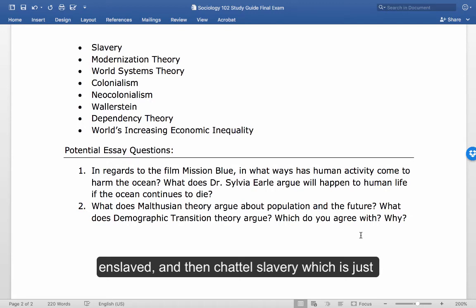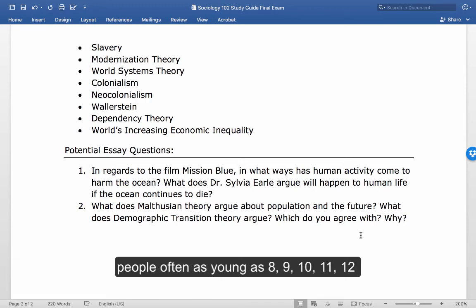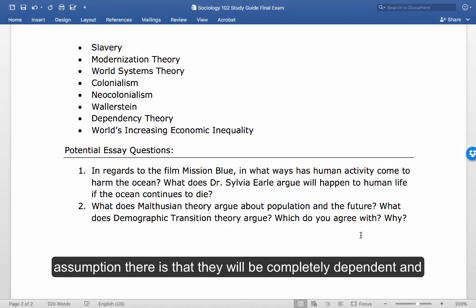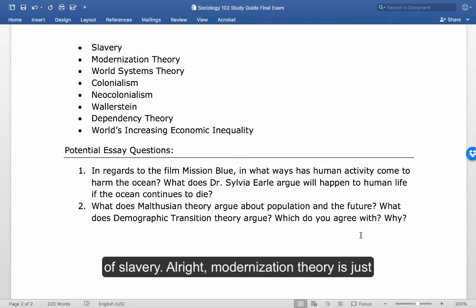And then child slavery, which is a kind of slavery characterized by servile forms of marriage, where people often as young as 8, 9, 10, 11, 12 are married off to older men. The assumption there is that they will be completely dependent and perform all of these things for them, which is its own form of slavery.